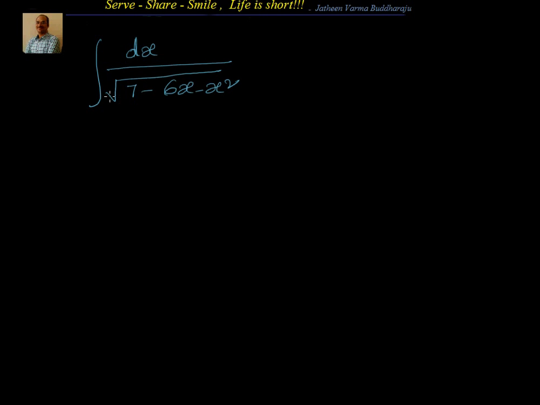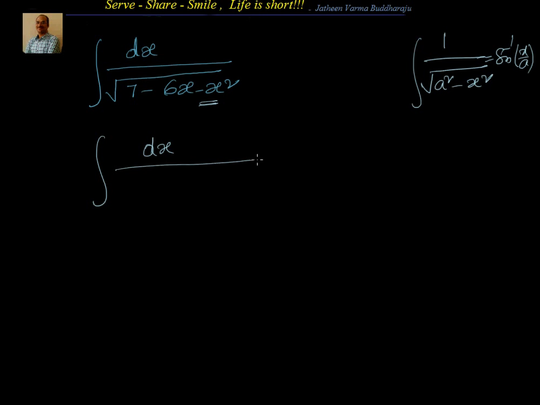We have to find the integral of dx by square root of 7 minus 6x minus x square. If you see here, the x square coefficient is negative. That means we will be going into the format of square root of a square minus x square. And we know the integral of that is equal to sine inverse of x by a. So now first let's try to convert this into square root of a square minus x square format. For that, I will write dx by square root of 7, I will take minus common, 6x plus x square.